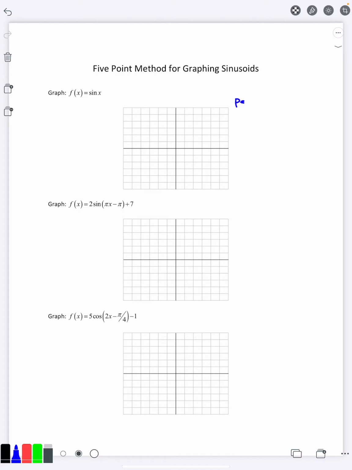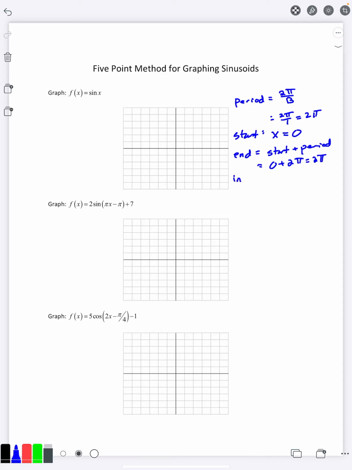You're going to find out what the period is. And we know that the period is 2 pi over whatever the coefficient of x is. We call that b. So for the standard sine graph, the period is 2 pi. When we want to find our starting point, we take whatever's inside the sine or cosine and set it equal to 0. So in this case, my starting point is at 0. My end point is always going to be the start plus the period. So in this case, it's going to be 2 pi here.